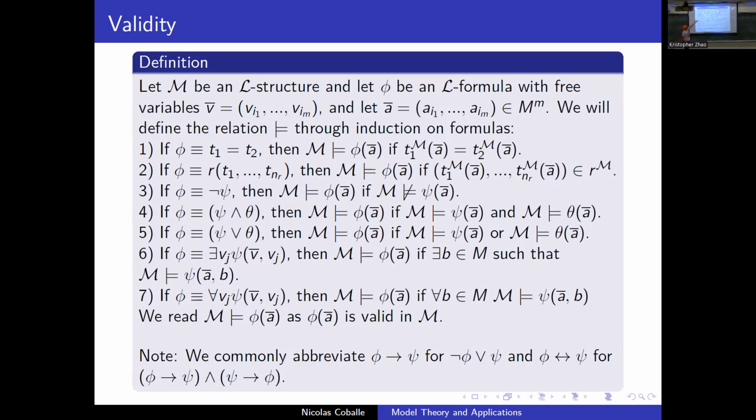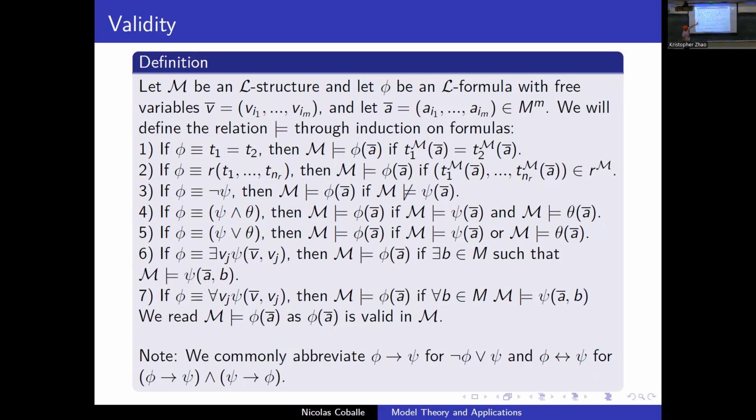And if phi is this relation symbol, then this is valid in M if the relation symbol interpreted in the model is in the set of interpreted relations R, right? These are just symbols, but once we actually give an interpretation to them, this will actually be a subset of M to the nR. And we do this if phi is equal to not psi, then phi is valid in M if psi is not valid in M, right? And we do this for the rest of the things.